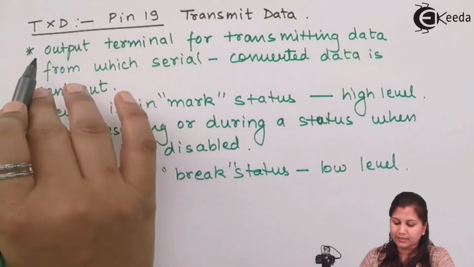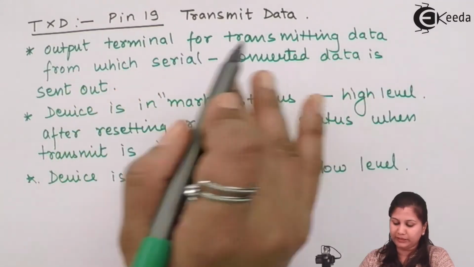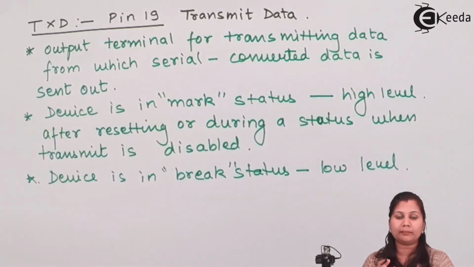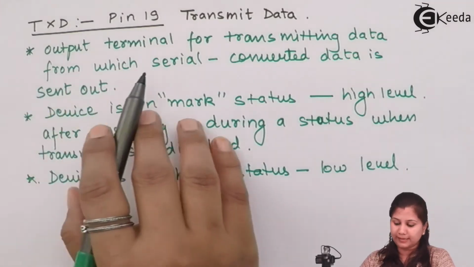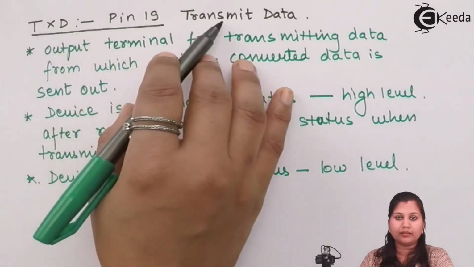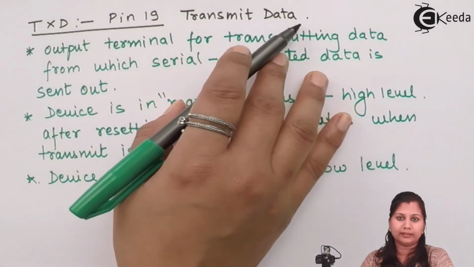So this TXD is an output terminal for transmitting the data, from which the serial converted data is sent out. Now when the microprocessor is sending the data to the 8251, it will send parallel data. Now this parallel data will be converted into serial data so that the 8251 can further transmit that data to the peripheral device. So this serial converted data is available at pin number 19, that is transmit data.